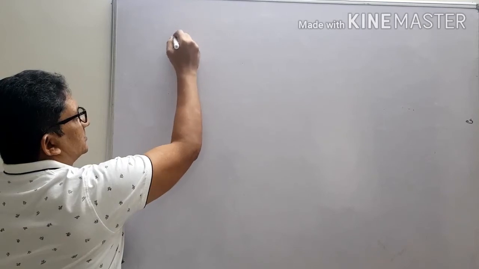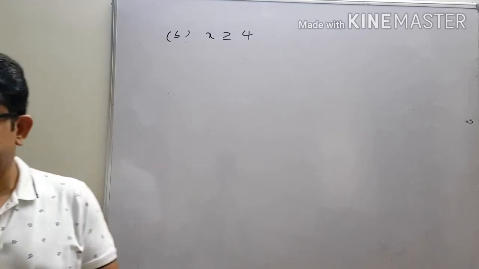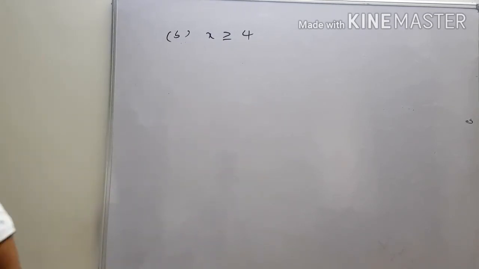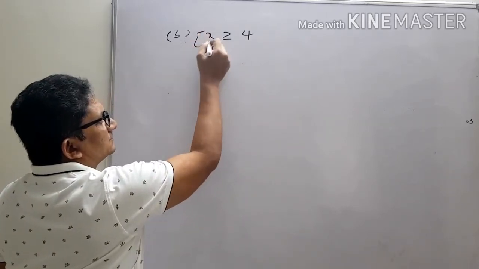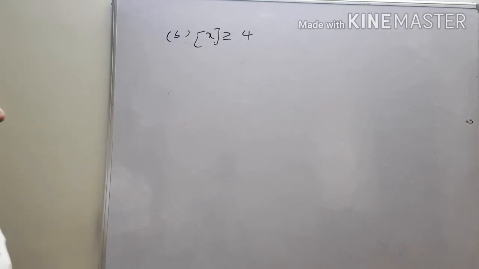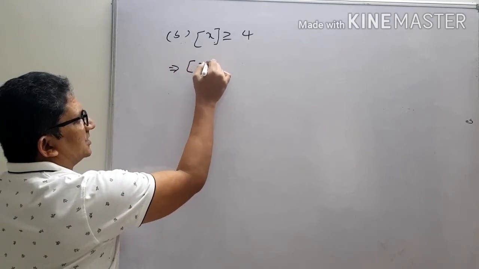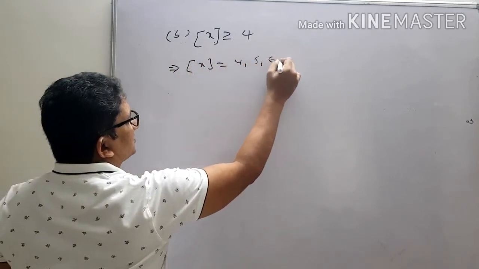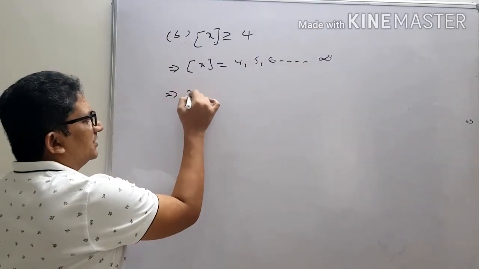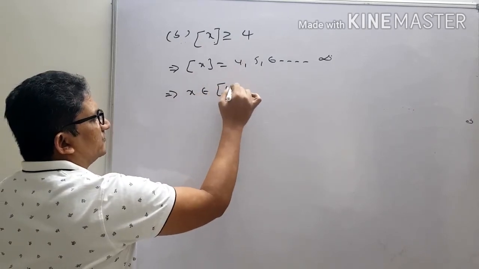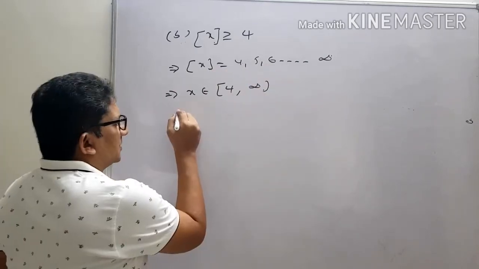Next, for the same question, we will check the B part like this. Step x is greater than or equal to 4. Then what values can we assign to step x? 4, 5, 6 and so on, up to infinity. So x belongs to 4, and 4 is also included, to infinity.